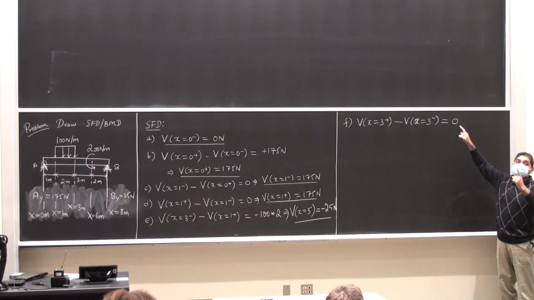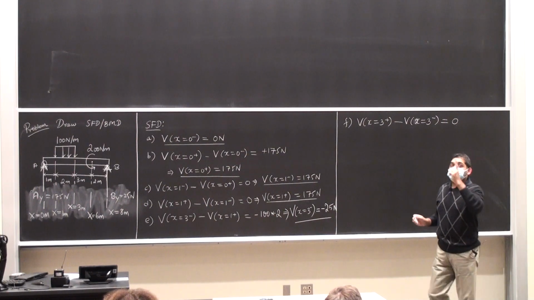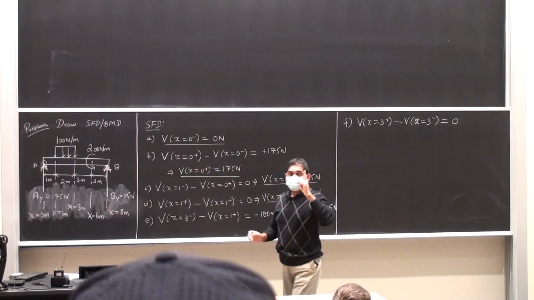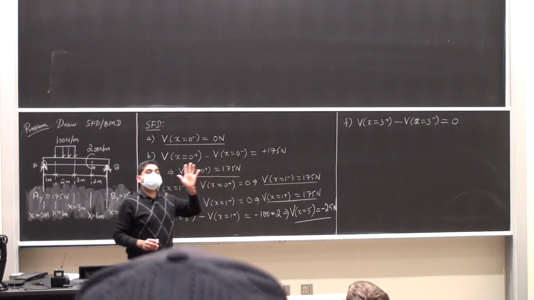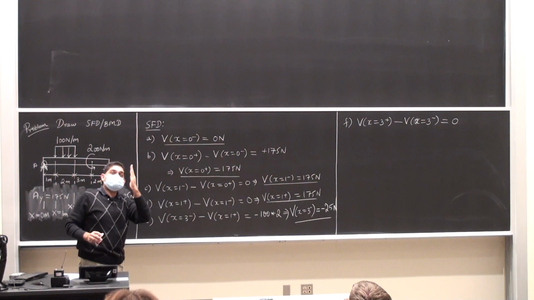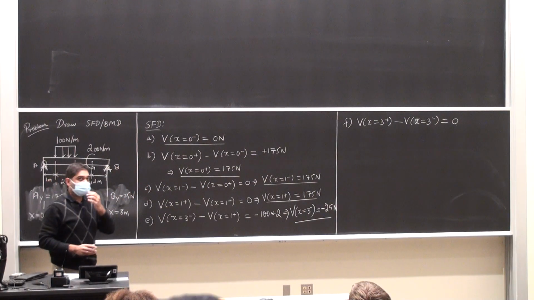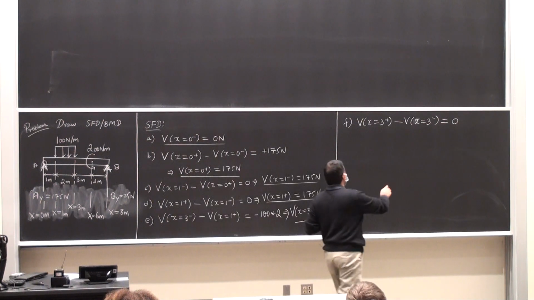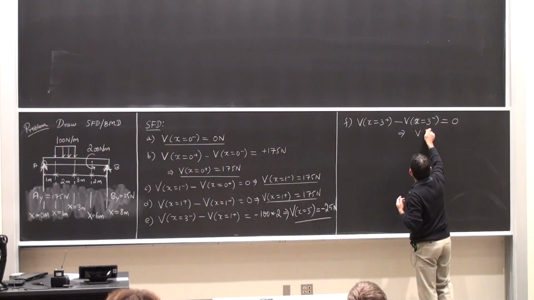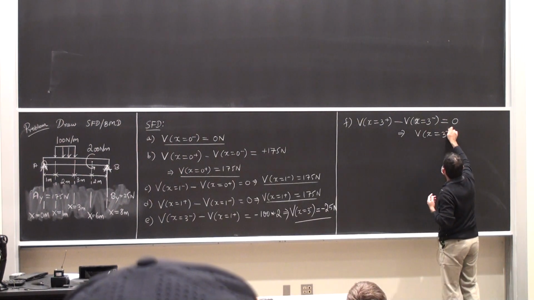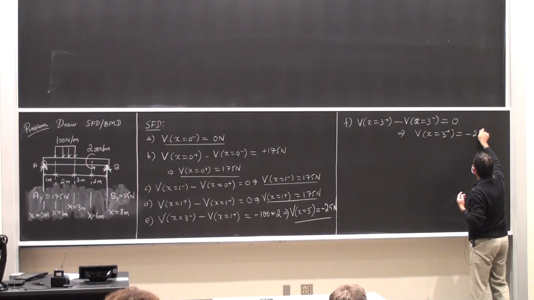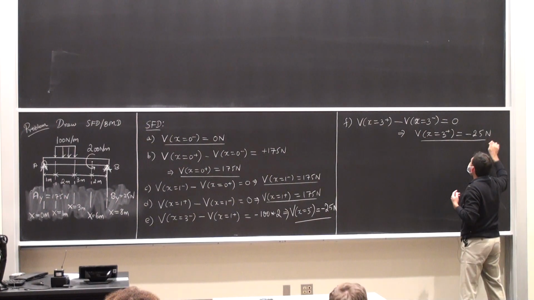Unless and until I have a concentrated force acting, I will not see any change in the shear if I am looking between the left and the right side of a point for a distributed load. Okay? So this tells me V at x equal to 3 plus is also 25.